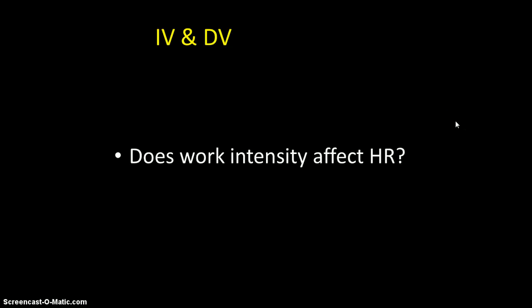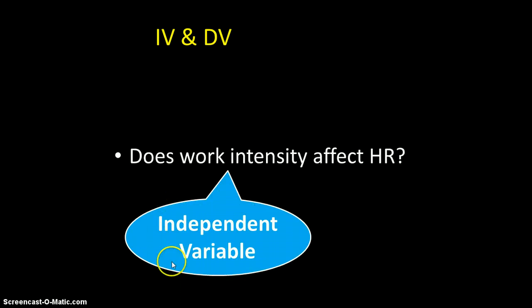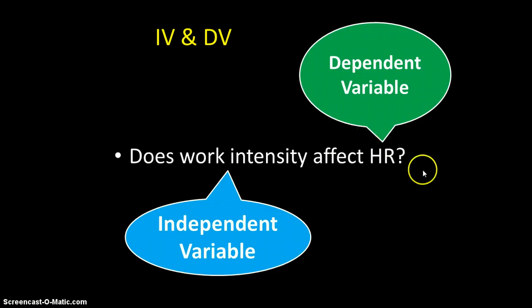Okay, lastly we need to look at variables, and the two most important variables are the independent variable and the dependent variable. Now in this example, does work intensity affect heart rate? The independent variable is the variable that you manipulate, that you change to see if it has an effect on the dependent variable, in this case heart rate. So the independent variable is the one that you manipulate, and the dependent variable is the one that you measure to see if the IV has had any effect or made any changes.